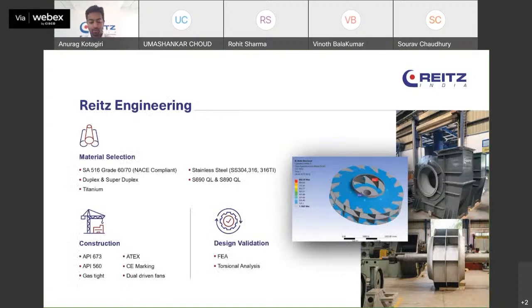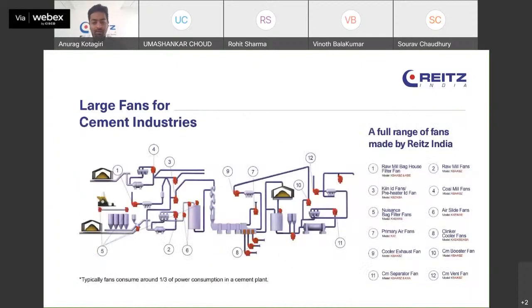We do extreme applications in extreme environment, and so we use special steels and construction methods when it comes to our engineering. So these are the fans that we typically supply in a cement industry. I'd like to think we've listed most of them. As you can see, my models are just below the kind of fans.